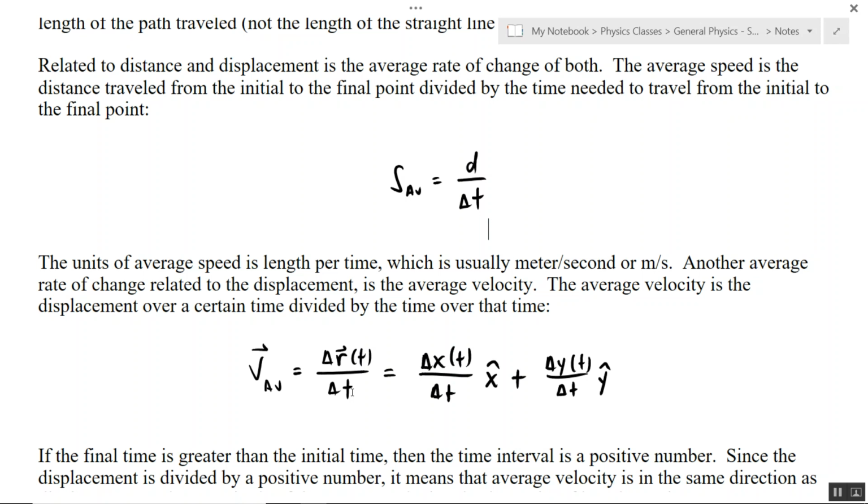Because you're dividing delta r by delta t, right? So this is average velocity, this is how it's defined: the displacement vector divided by delta t. So in component form, you take the x part of the displacement vector and divide it by the time it takes to get from point A to point B. And you divide the y part of the displacement vector by the same time, and that gives you the y part of the average velocity vector.